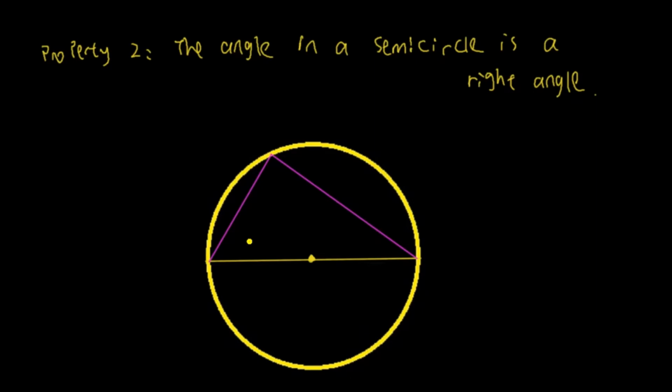Okay, as you can see, the two magenta lines here have not gone through the center of the circle, so they are called the chords in this circle. And the yellow line here is the diameter of the circle. Okay, so what they're saying is that the angle in a semicircle is a right angle, so basically this angle here should be a right angle. This is what it's saying.